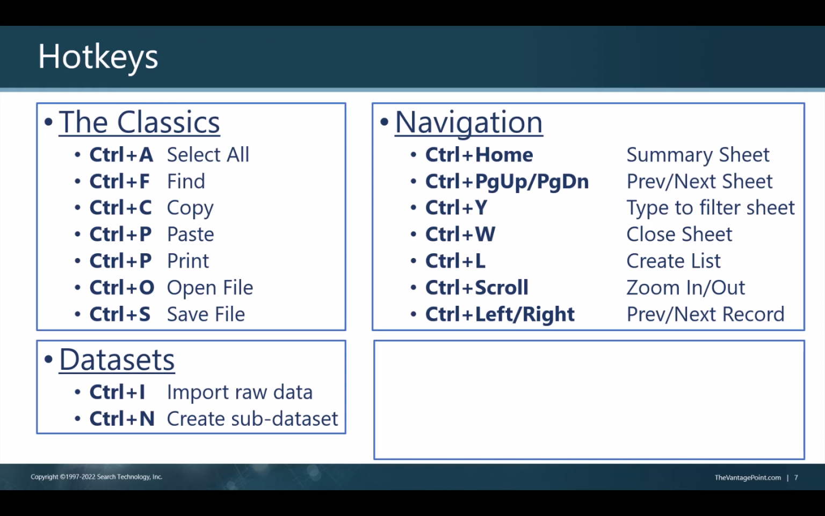Control W, just like in your browser, will close a sheet, and Control L will create a list. Control plus the scroll wheel, if you're using a mouse, will zoom in and out. And if you have the record view open, Control left and right will toggle you back and forth from next to previous record in the title view.